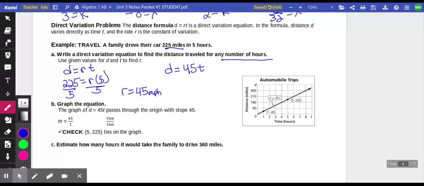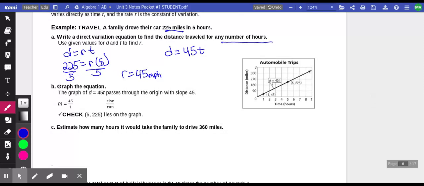And that's exactly what we got down here in this graph. The graph of d equals 45t passes through the origin and has a slope of 45. So we start at 0 and we go up 45 over 1, and we repeat that. And you'll notice that the point (5, 225) is on the graph.